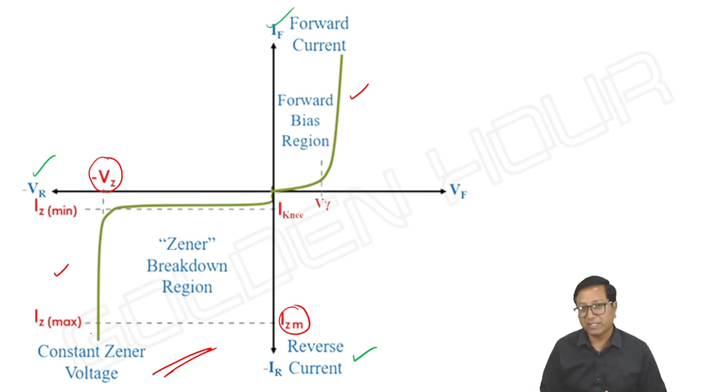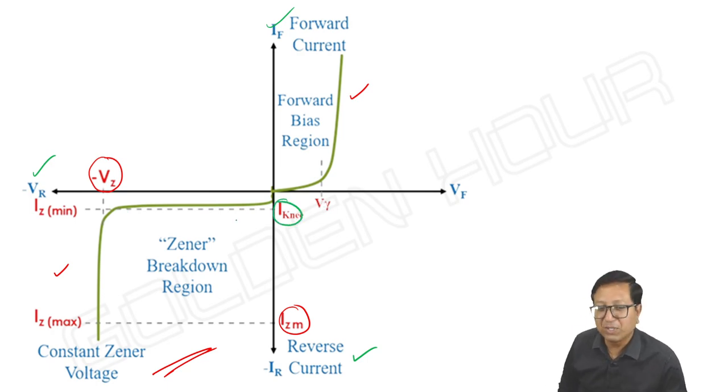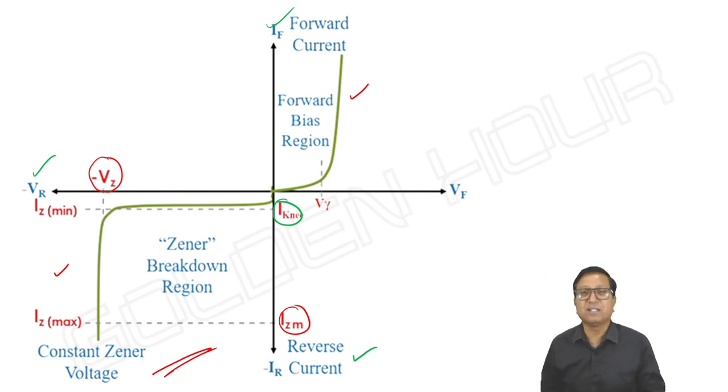Again, here we have one more specification. As you keep on reducing the supply voltage, the current through the Zener diode decreases and it approaches a value that is IZ minimum, known as knee current. If current through the Zener diode falls below this knee current, immediately the Zener diode comes out of breakdown.